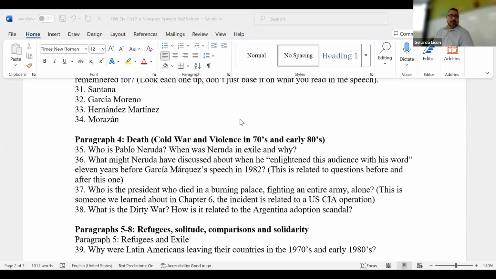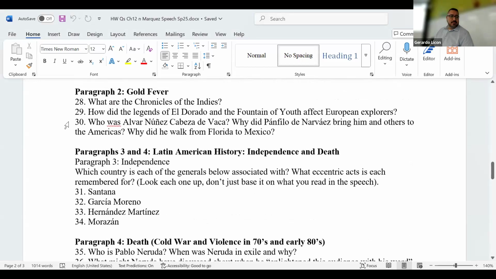Yes. Number 30. Who was Alvar Núñez Cabeza de Vaca? So he was an explorer that was part of the expedition by Pánfilo de Narváez. Why did Pánfilo de Narváez bring them and others to the Americas? In particular, he brought them from Florida to Mexico. They were looking for the fountain of youth, and most of them died. There were only a handful that survived that trek from Florida all the way back to Mexico.